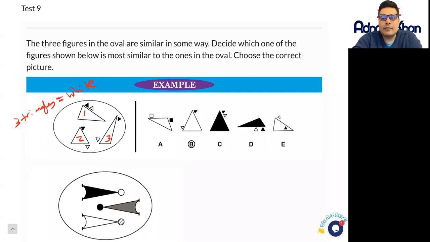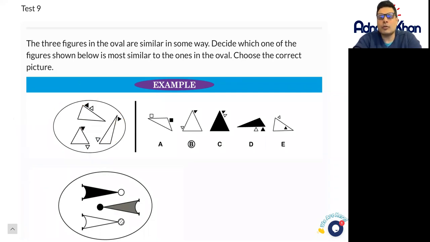Then we have 2 triangles each. So we've got a black triangle and a white triangle. These 2 are facing upwards, so they're facing the same way. Then we have another black triangle and a white triangle, and they're facing down. We have another black triangle and another white triangle, and they're also facing towards the same direction as well, depending on which way you're looking at it. So those are the common patterns that we actually see here.